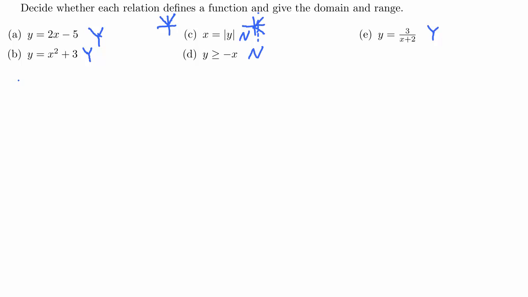Now for the domain and range. For A, it's a polynomial equation, which means it's a polynomial function. Therefore, the domain is all real numbers. Really, all I'm worried about here is the domain. But I'll go ahead and tell you that because it's a linear function, the range is going to be negative infinity to infinity.